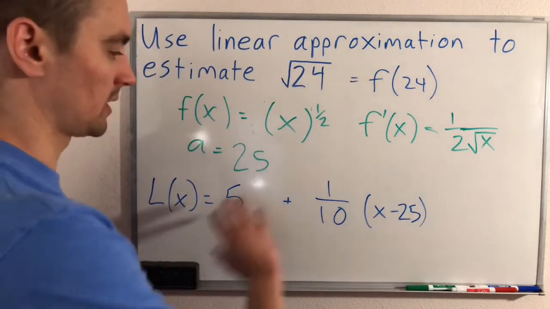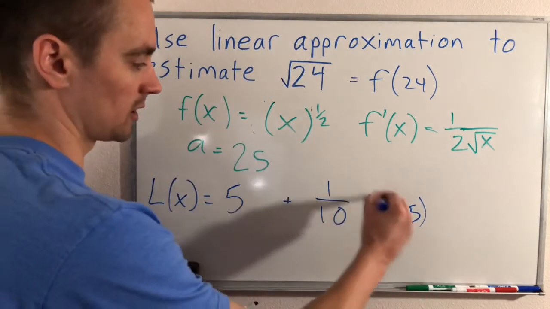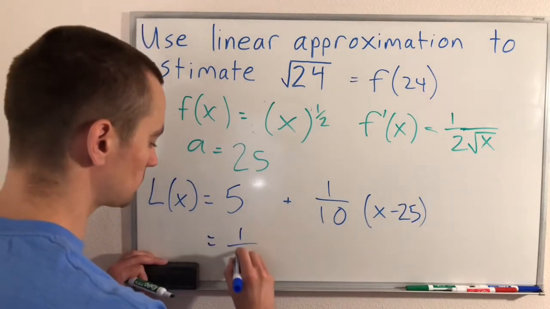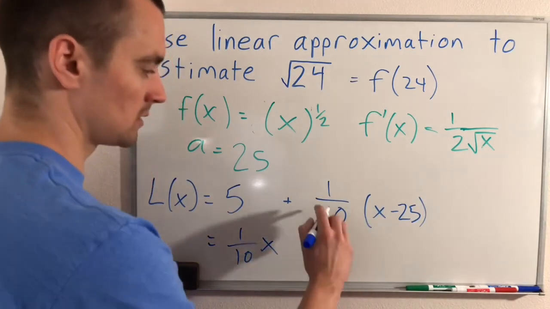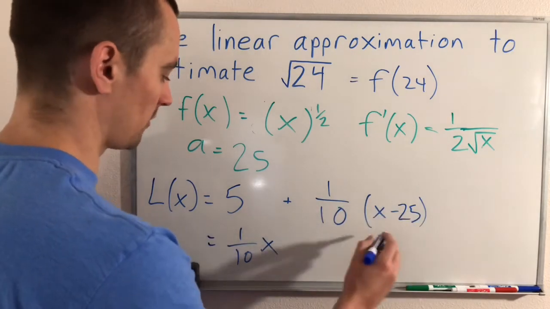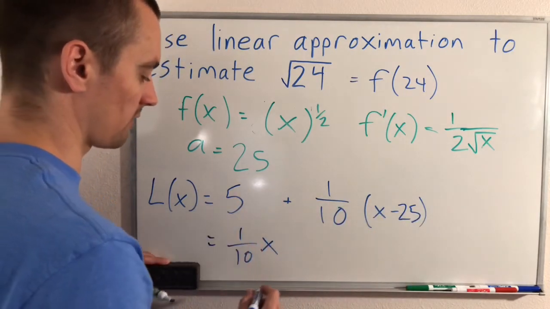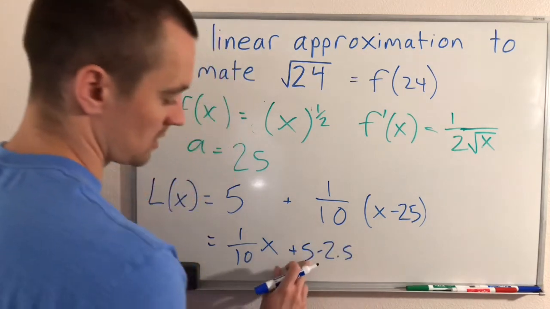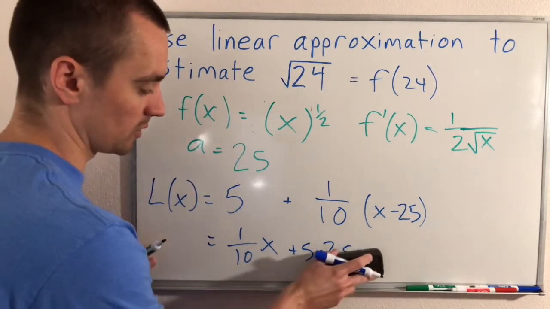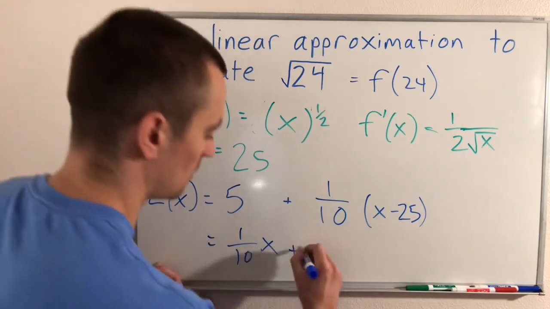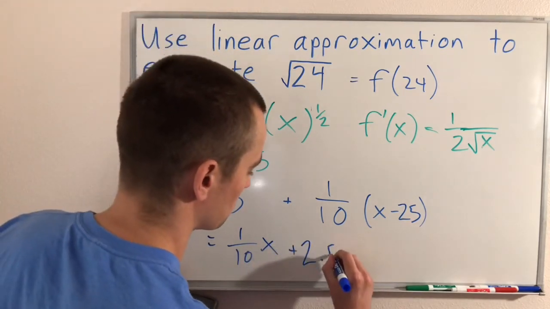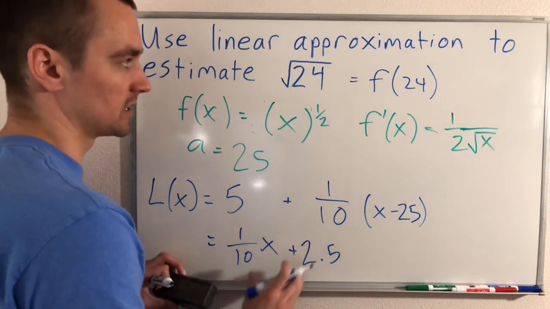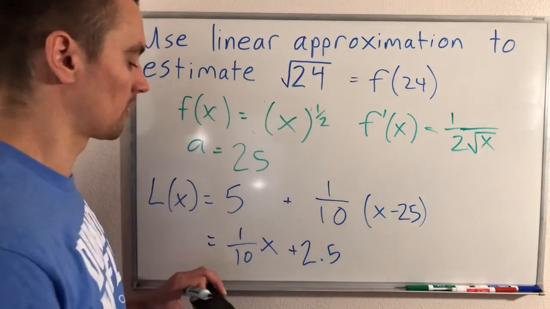Okay, now we can simplify this. Distributing our 1/10 in there is going to give us 1/10 x minus 2.5, and then we do have a plus 5 out here. So plus 5 minus 2.5. That's just going to simplify to plus 2.5. So this is our linearization formula, which now we need to use to estimate the square root of 24.